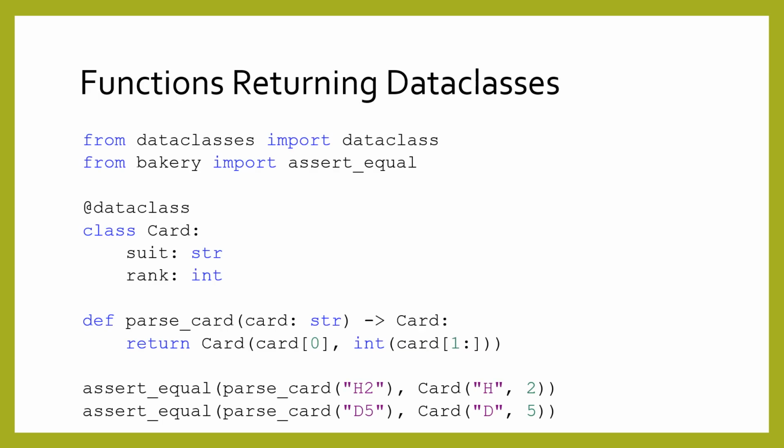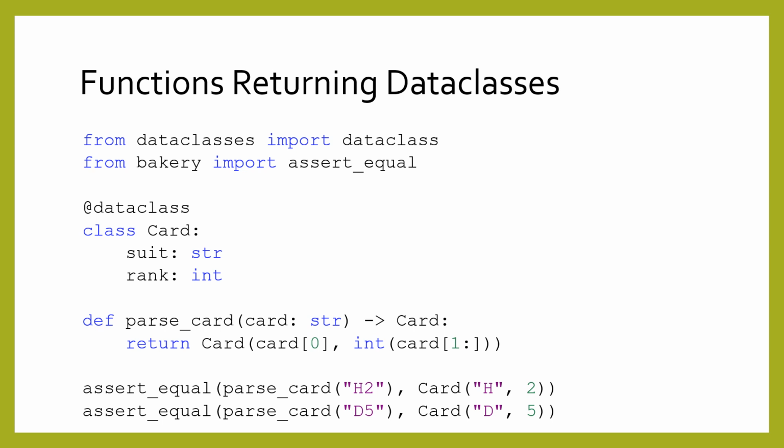Functions not only can consume data classes, they can also create them. In this example, we have a parse card function that consumes a string value and produces a card instance. To do so, the function must call the card constructor and pass in the appropriate fields. In this case, that means the first character of the string as the first argument, and then the rest of the string converted to an integer for the second field.